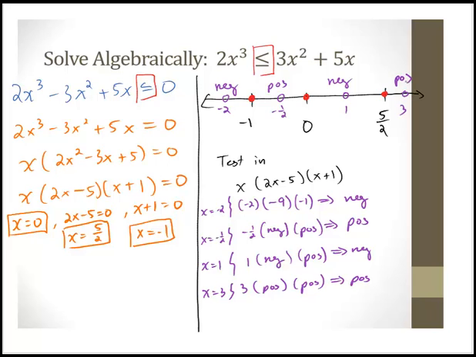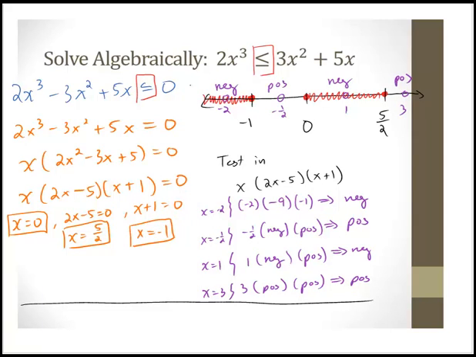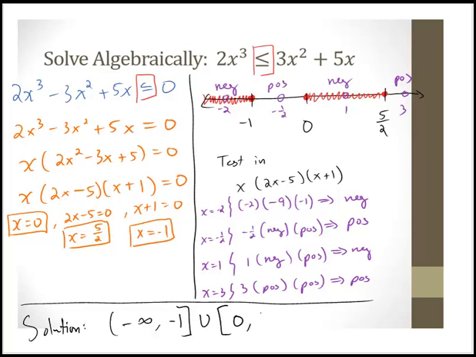Now, I wanted the 2x cubed minus 3x squared plus 5x to be less than or equal to 0. So I would shade wherever the result came back negative. So then my solution, the solution of this inequality, would be the interval from negative infinity to negative 1, and I can include the negative 1, union the interval from 0 to 5 halves, and I can include both of those boundaries.